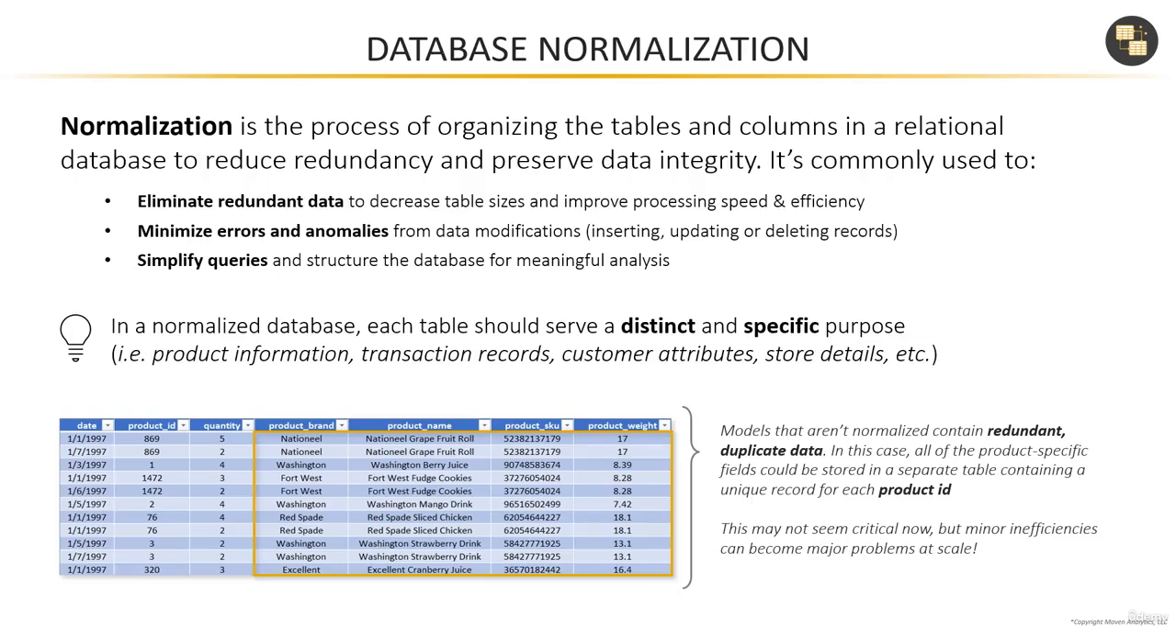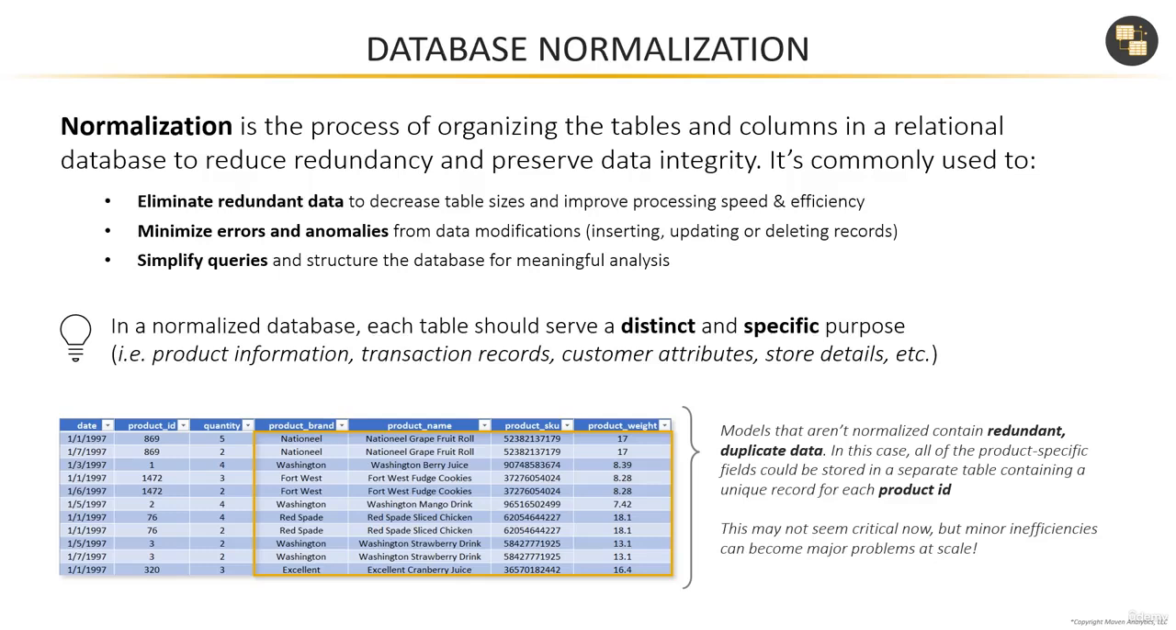But suppose that instead of a handful of records like we see here, you've got 100 different products that sell an average of 10,000 times a day. Now we're talking about upwards of 1 million duplicate rows for each date in the table. So the point is that minor inefficiencies like this can very quickly become major problems as you scale.